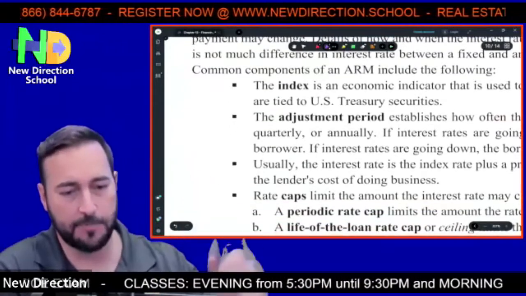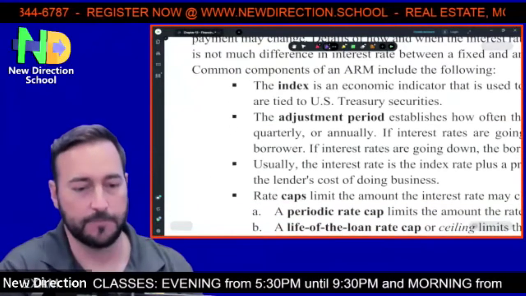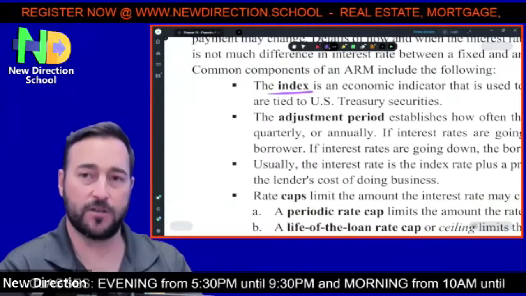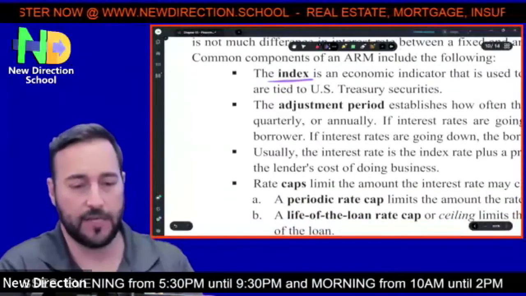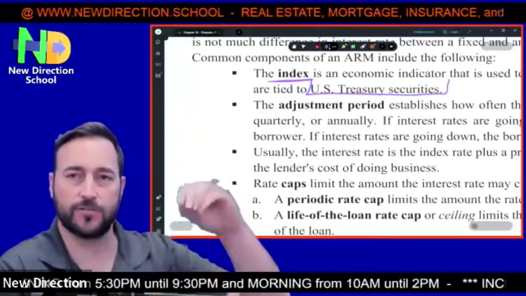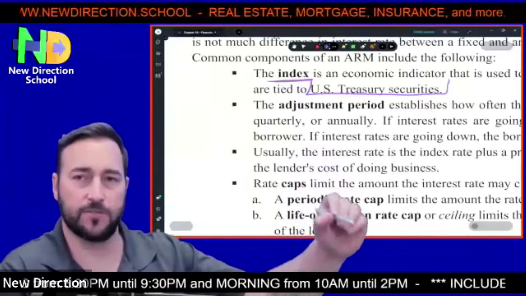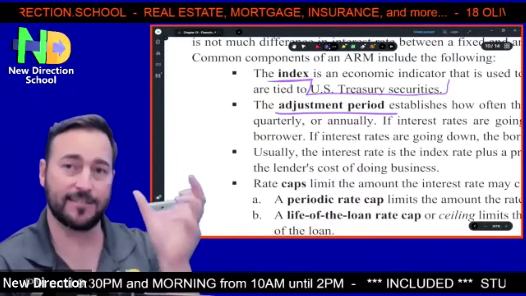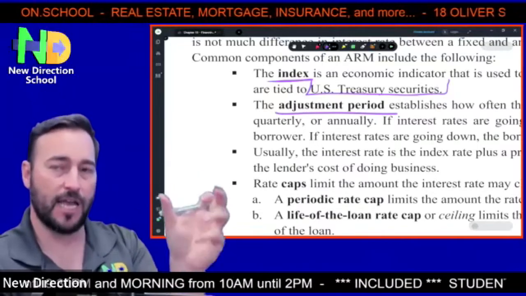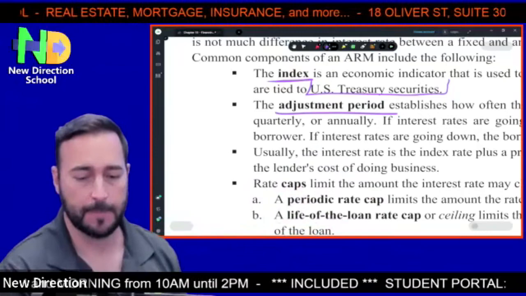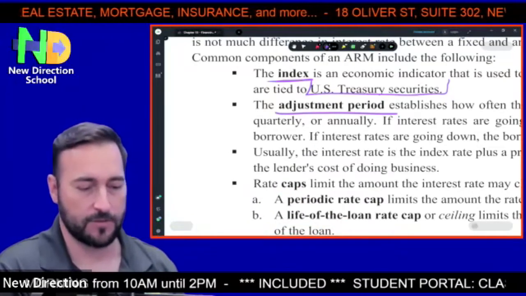These are the common components of an ARM. We have an index, which is basically what it's based on. In this case, it's usually the United States Treasury. So whatever the Treasury note is doing, that's what this rate will do. We have an adjustment period, which I just explained. That's locking your rate for X amount of days or months or years. So it becomes kind of predictable.